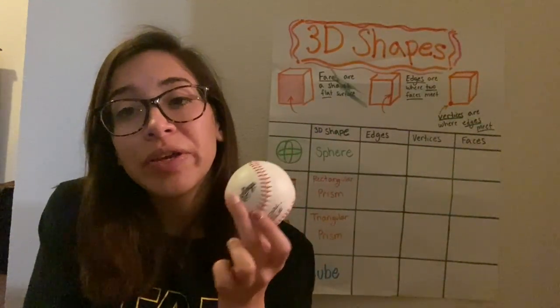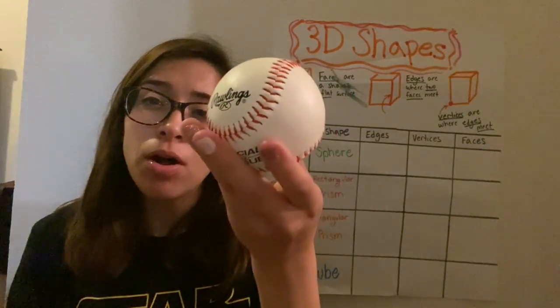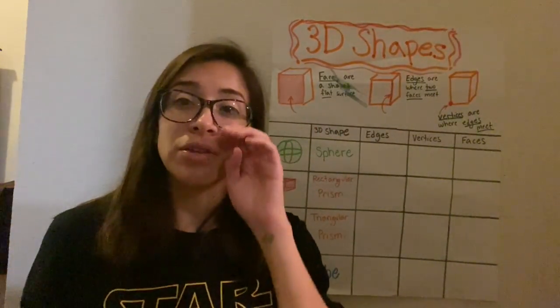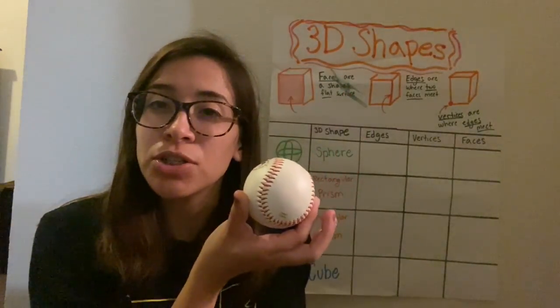Nope, there are no faces on this shape, and let me explain why. It has to be a flat surface. On a ball, are there any flat surfaces? No, if I were to put it here, look, it rolls, which means there's no flat surface to stop it. So if there are no faces, can there be any edges? There are no edges on this shape.